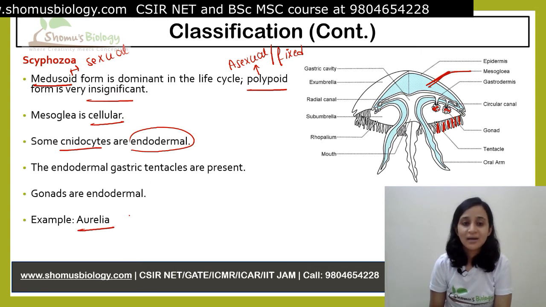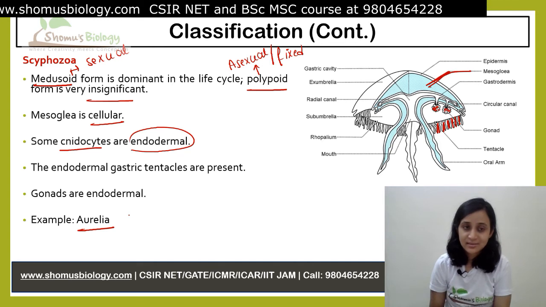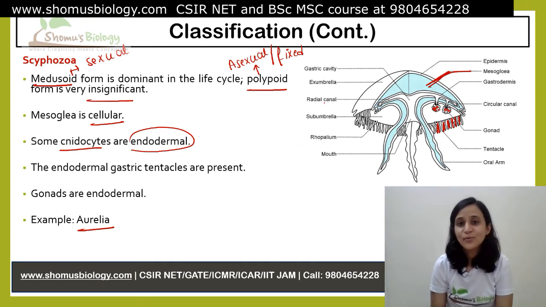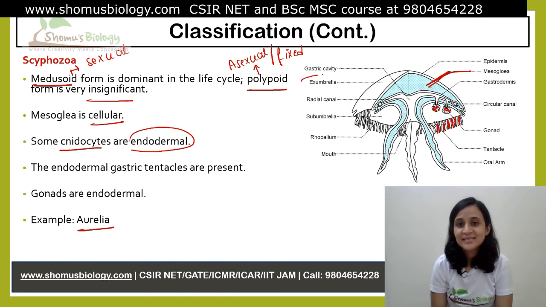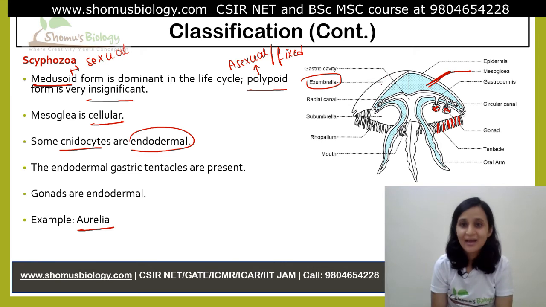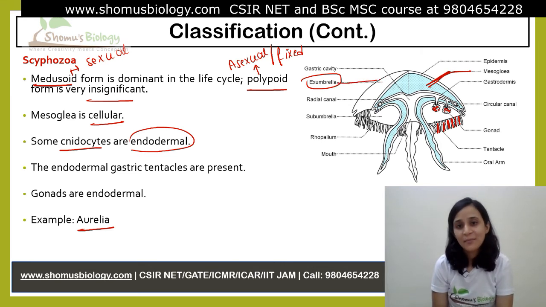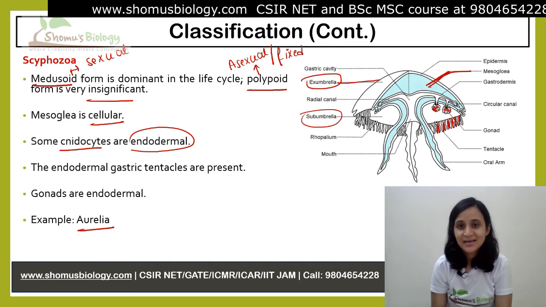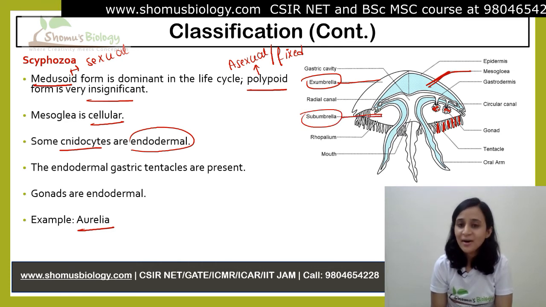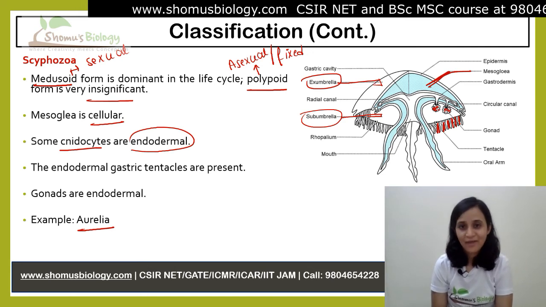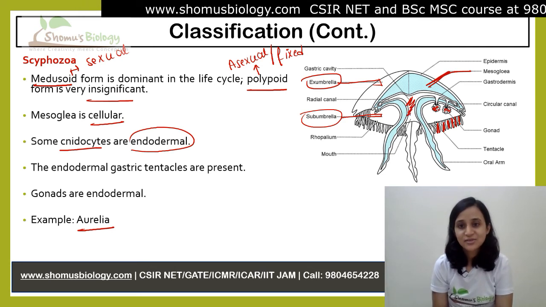So Aurelia comes under the Scyphozoa class, and apart from these you can see that exumbrella, because this is umbrella shaped, right? The shape is like umbrella, and the outer part of this umbrella is called exumbrella, and the inner part is called as subumbrella. So this is the inner part of the umbrella, and this is the external or outside part of umbrella. So this is the gastric cavity.